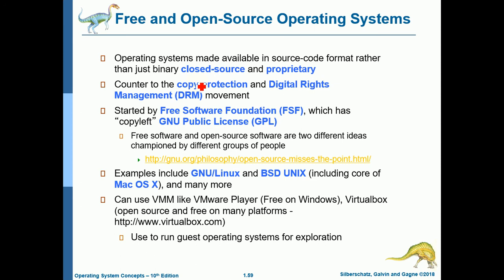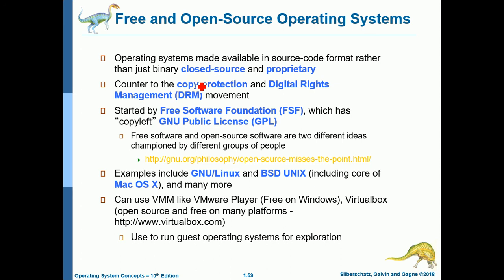So the free and open source operating systems are counter to the copy protection and digital rights management, or DRM, movement. This open source operating system movement was started by the Free Software Foundation (FSF), which is copyleft. So actually, it is the opposite of copyright. So they are the copyleft. GNU Public License, or GPL.